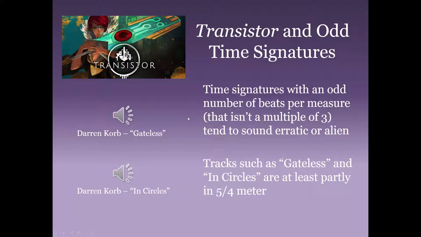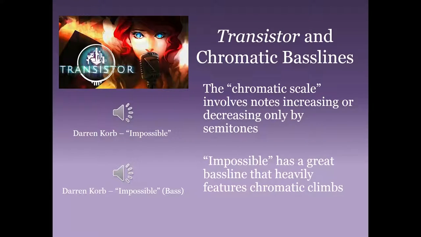Another example for Transistor, which is talking about the chromatic scale. The chromatic scale is literally just a scale that always increases by semitone, or half step. Remember how I described that the major scale is a combination of whole steps and half steps in a different order. The chromatic scale is just all half steps. For this one, I have a track called Impossible, and the full version with all the instruments sounds like this.